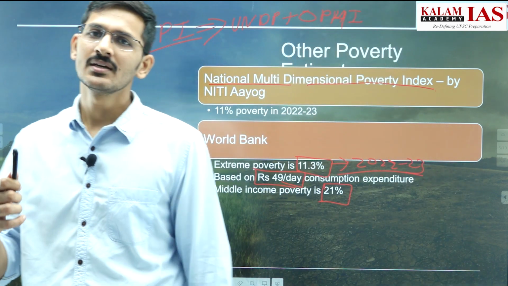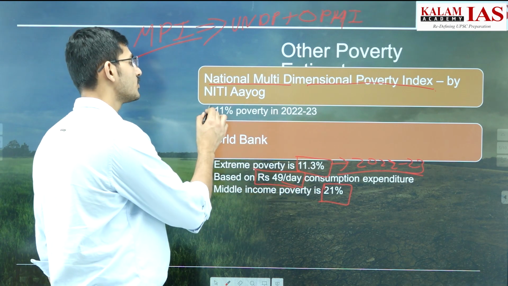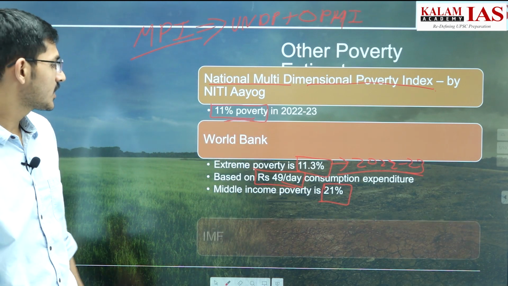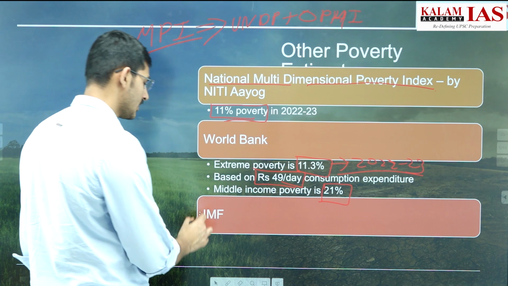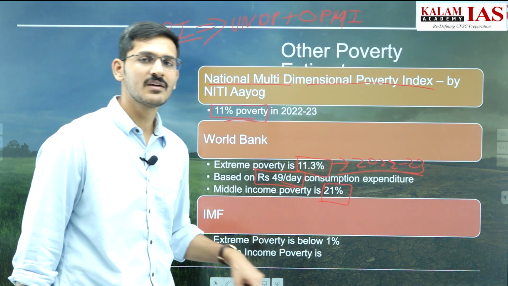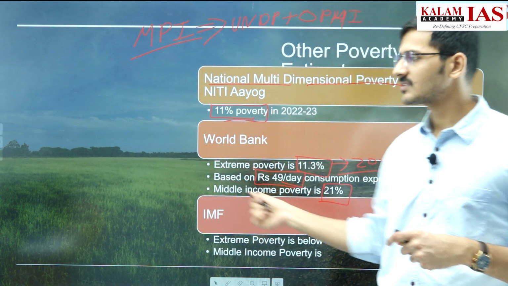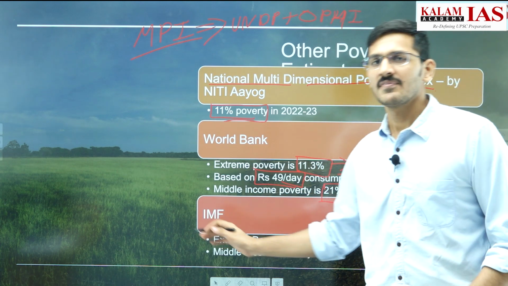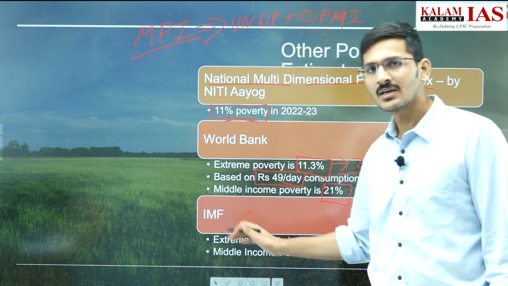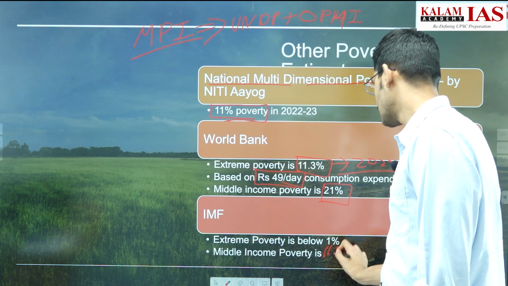Similarly, Niti Aayog said, as per the National Multidimensional Poverty Index, that multidimensional poverty is about 11%. And similarly, the IMF also came with a report. Now, the IMF gave drastically different results than the National Multidimensional Poverty Index as well as the World Bank. The IMF said that extreme poverty is less than 1% in India, and middle income poverty is 11%.